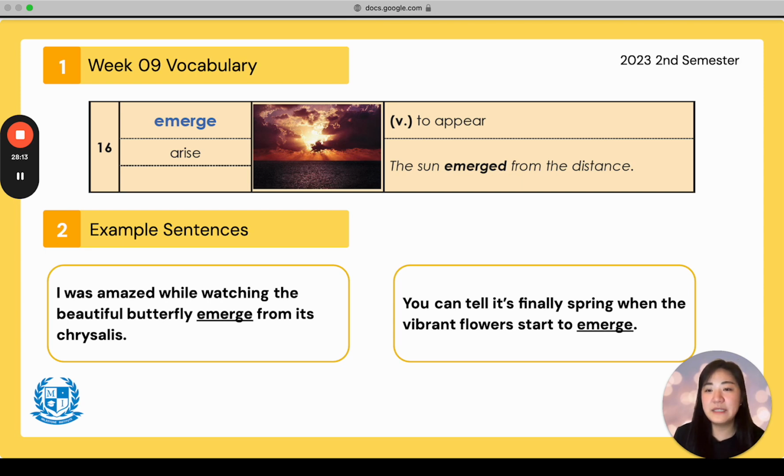Example 1: I was amazed while watching the beautiful butterfly emerge from its chrysalis. So basically, you saw that the caterpillar was in its cocoon, its chrysalis, and all of a sudden it turned into a butterfly. It emerged. It came out of it. And number 2: You can tell it's finally spring when the vibrant flowers start to emerge. So all the flowers come out, to emerge, to appear.